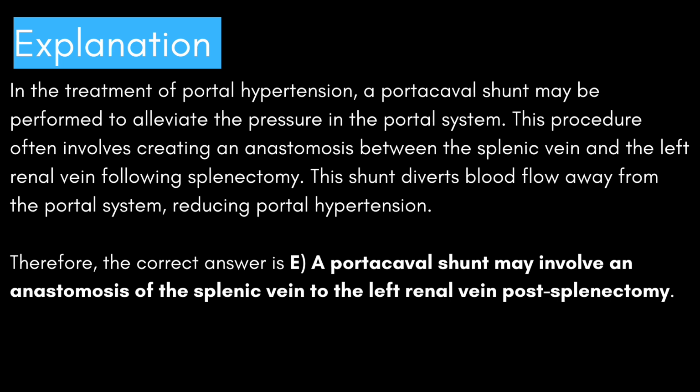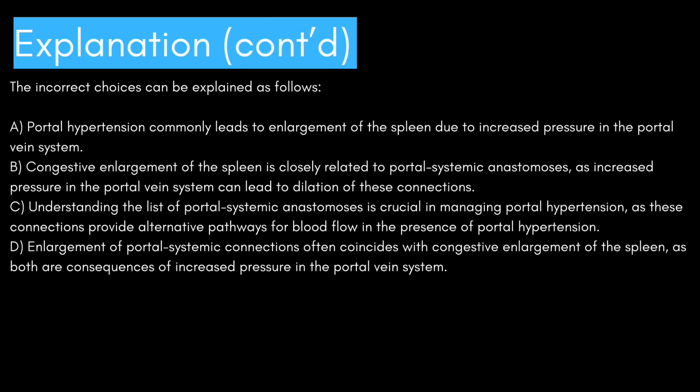All right, let's go ahead and see why the other answer choices are incorrect. The incorrect choices can be explained as follows. A. Portal hypertension commonly leads to enlargement of the spleen due to increased pressure in the portal vein system. B. Congestive enlargement of the spleen is closely related to portal systemic anastomoses, as increased pressure in the portal vein system can lead to dilation of these connections.